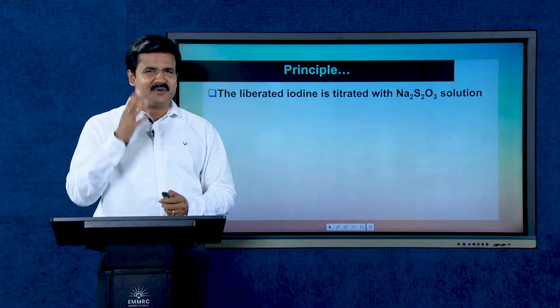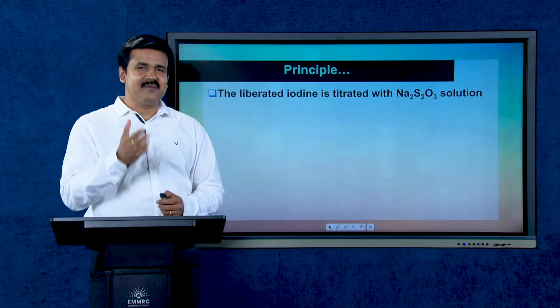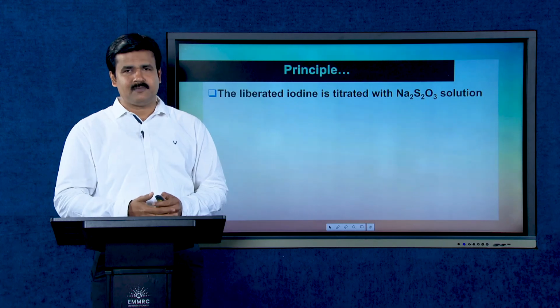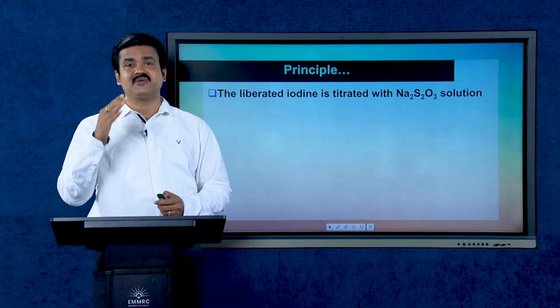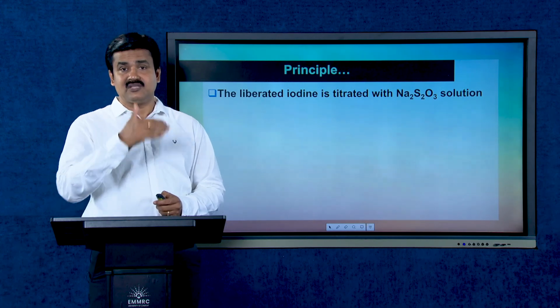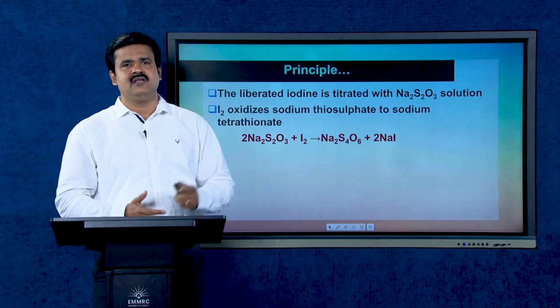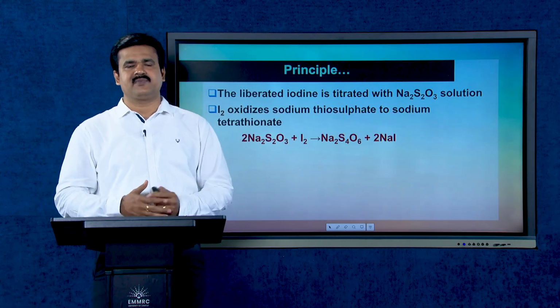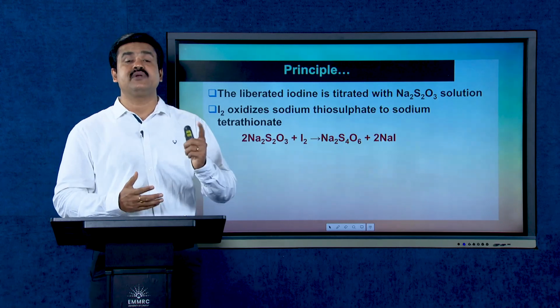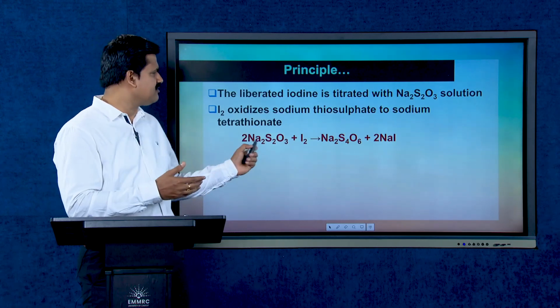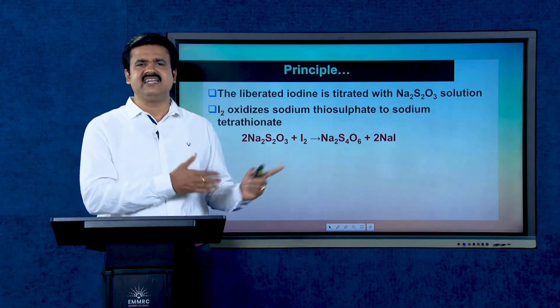You are familiar with iodimetry and iodometry. In iodimetry, we use direct iodine solution for titration, but in iodometry, we use liberated iodine. So, the present experiment belongs to the category of iodometry. Iodine oxidizes sodium thiosulfate to sodium tetrathionate. The reaction responsible for this conversion is shown here.